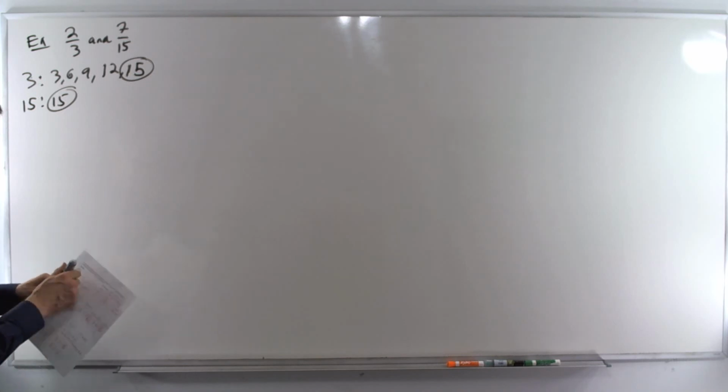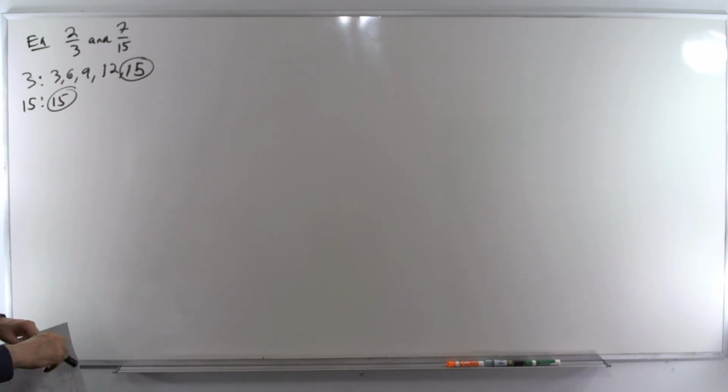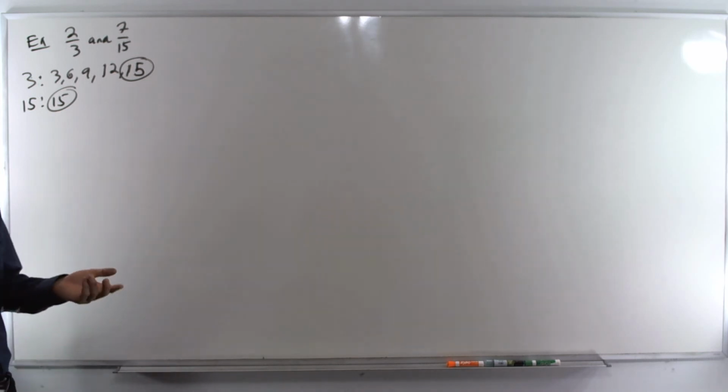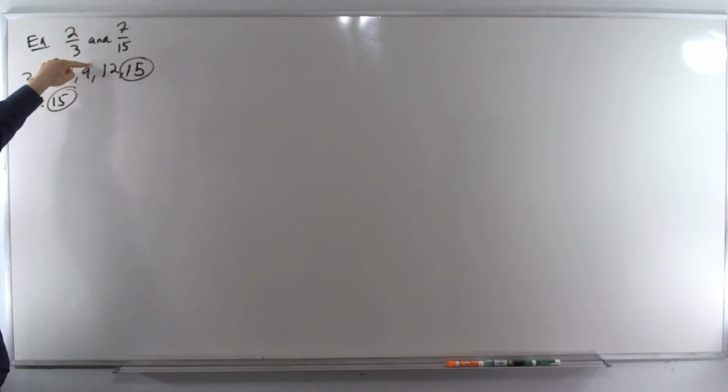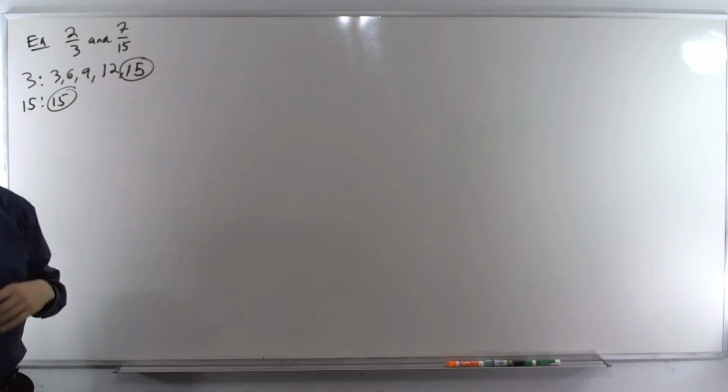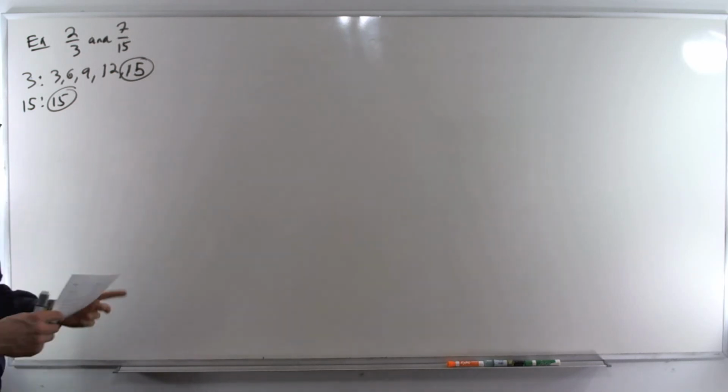Now, there's a trick we can use to figure out what to multiply by. You can do what we did before. We can take 15 and divide by 3. Or you can just count over. Here's the first multiple, second, third, fourth, fifth. 15 is the fifth multiple, so you multiply by 5.